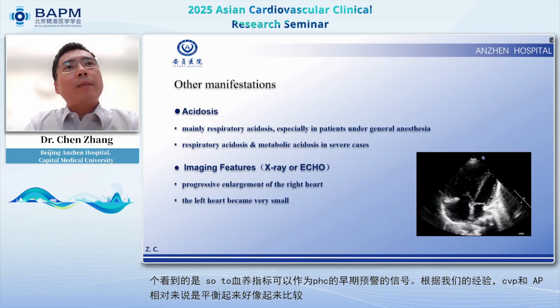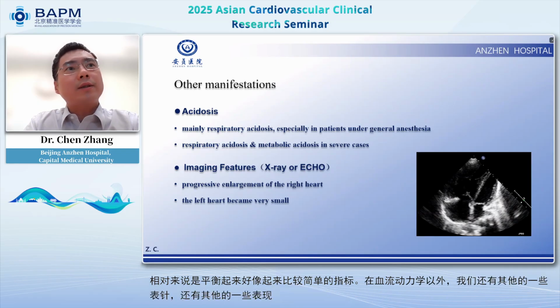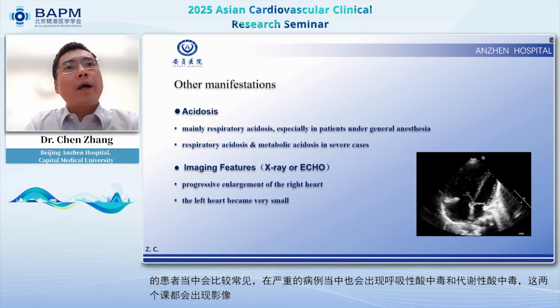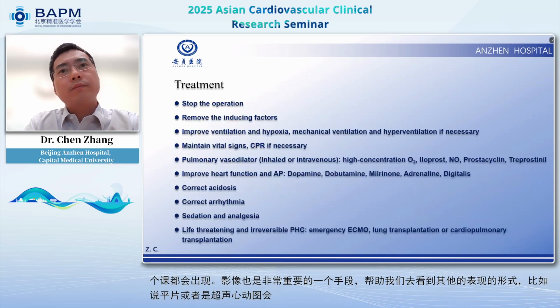In addition to hemodynamic changes, PHC is often accompanied by some other manifestations. Blood gas analysis usually indicates acidosis, mainly respiratory acidosis, especially in patients under general anesthesia. In severe cases, respiratory and metabolic acidosis may coexist. Imaging examinations such as X-ray or echo will show progressive enlargement of the right heart. At the same time, the left heart becomes very small.